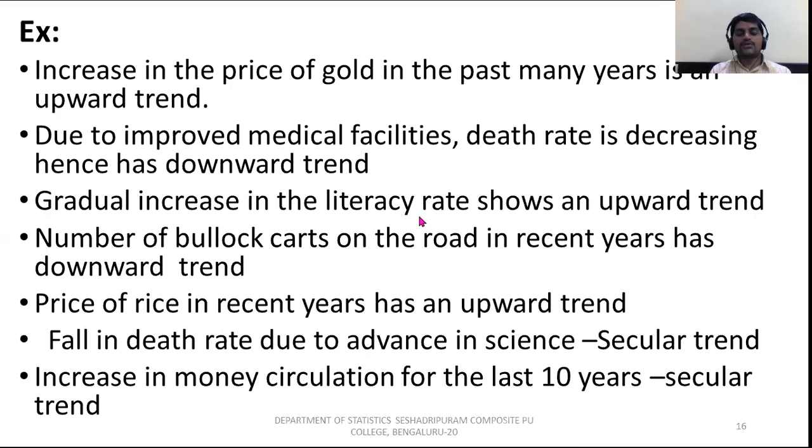And nowadays you can't see bullock carts on the road, they are not visible anymore. The number of bullock carts on the road in recent years is a downward trend. The price of rice in recent years is an upward trend. So these are the examples for secular trend.